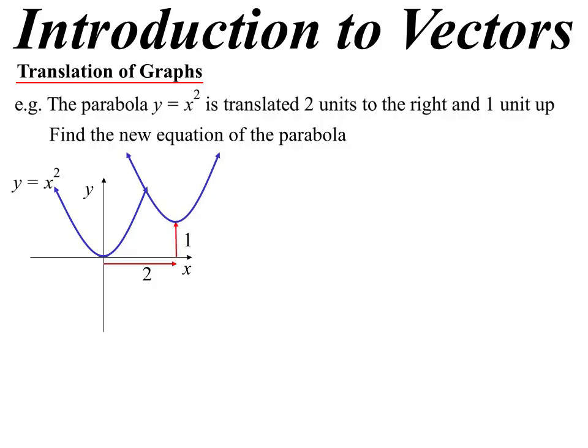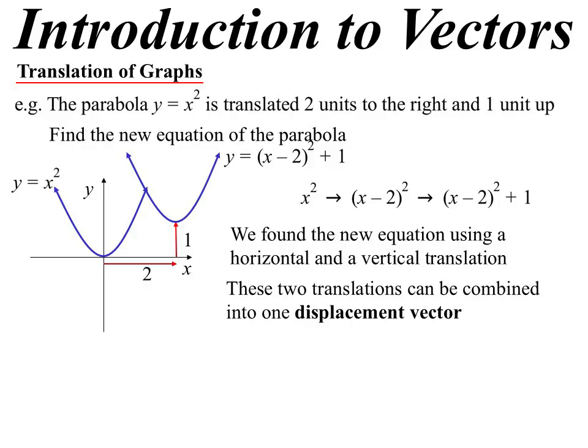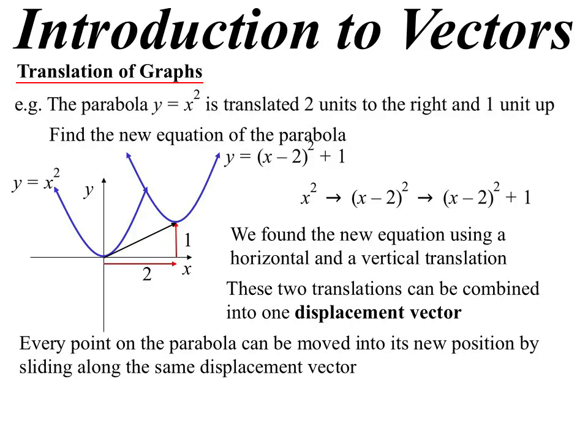There's our new parabola. We could say, well, we know the x squared, we've shifted it right, it becomes x minus 2 squared. Then we've shifted it up, it becomes x minus 2 all squared plus 1. Okay. Now look, we did that using 2 shifts, one horizontally, one vertically. I could combine those 2 translations into one single translation, into what we call a displacement vector. There it is there. It's the hypotenuse of that right angle triangle, if you like.